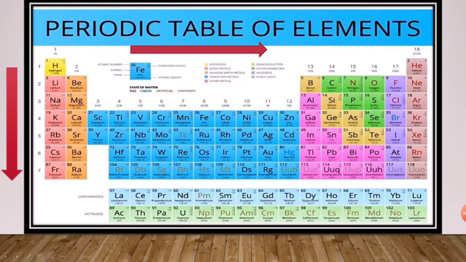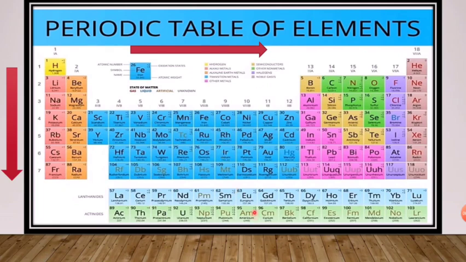In the periodic table of elements, we can say it's divided into four blocks. This is the s block, this is the p block, and this one, from here to here, is the d block, and this is the f block. The d block is also known as the transition elements, and the f block consists of lanthanides from lanthanum to lutetium, and actinides from actinium to lawrencium, which are also the inner transition elements. So this is the s block, this is the p block, this is the d block, and this is the f block.